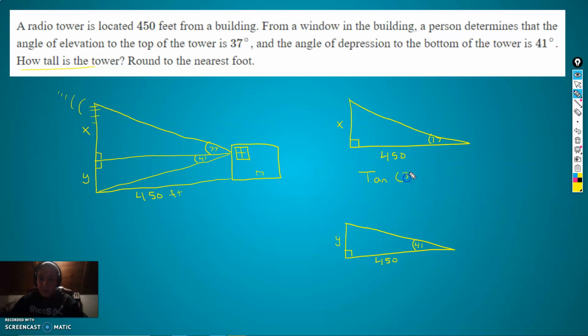So tangent of 37 is equal to my opposite side over my adjacent side. Now solve this: multiply both sides by 450, and those cancel. I'll get x is equal to 450 times tangent of 37, which gives us 339.1. Okay, we figured out x.